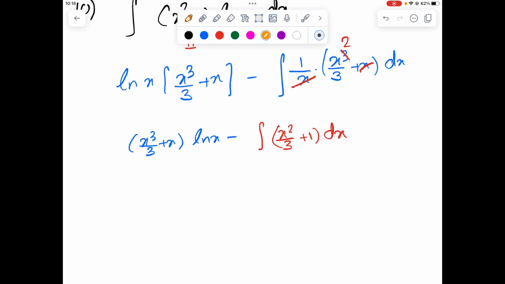Now what will its integral become? (x cube upon 3 plus x) ln x minus, x square upon 3 integral will become x cube upon 3, and 3 is already waiting there, so 9. Then minus 1 integral is going to be nothing but x plus c. This is going to be the answer.